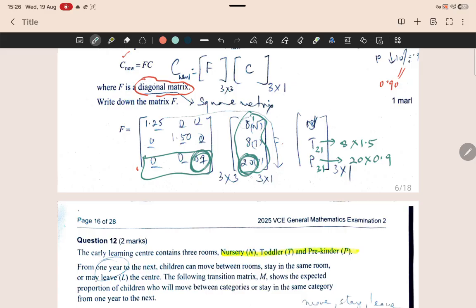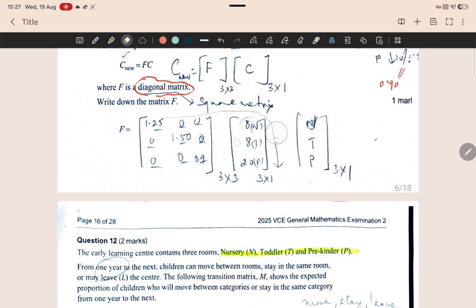So in the multiplication, I don't want anything to multiply this 8, and only 0.9 to multiply 20, which means that 0.9 should occur in this position and everything else should be 0. So if you think logically, you should be actually able to, just by understanding how multiplication works, be able to get an answer.